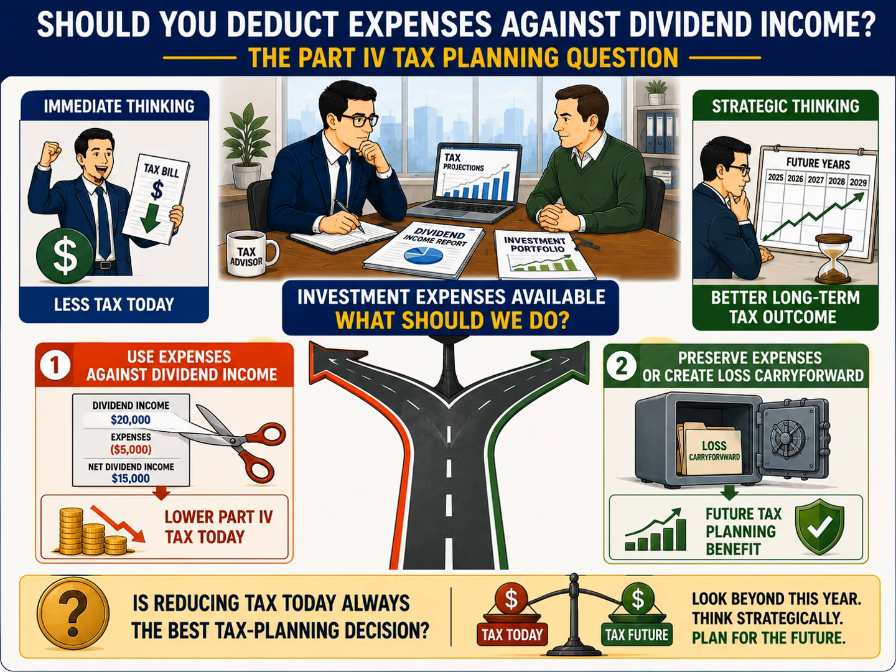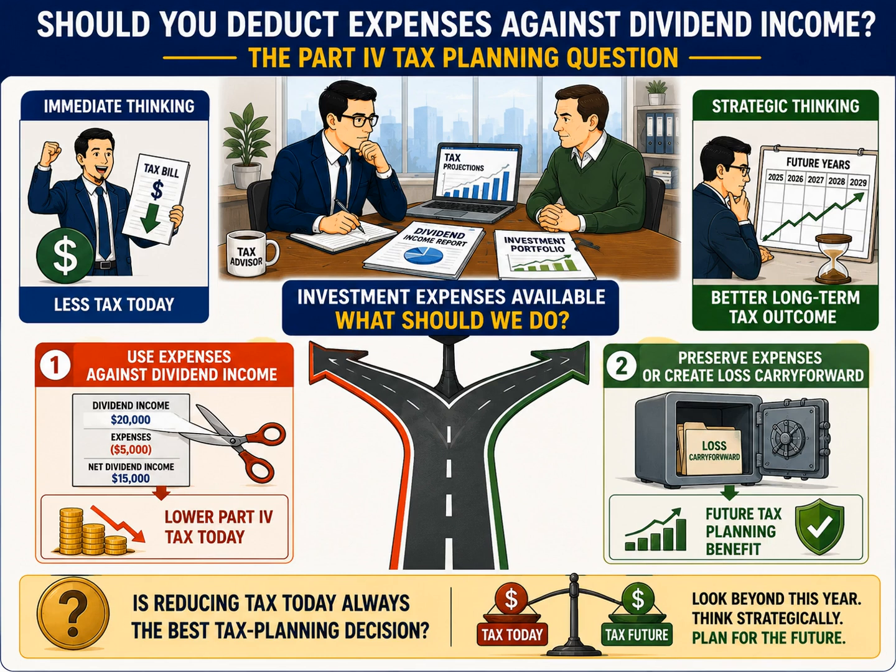The first option is shown on the left side. The corporation can apply those expenses against dividend income. Doing so reduces net dividend income and lowers Part 4 tax in the current year. From a short-term perspective, this looks attractive because the corporation immediately pays less tax. This is what we might call immediate thinking, focusing primarily on the current year's tax return.